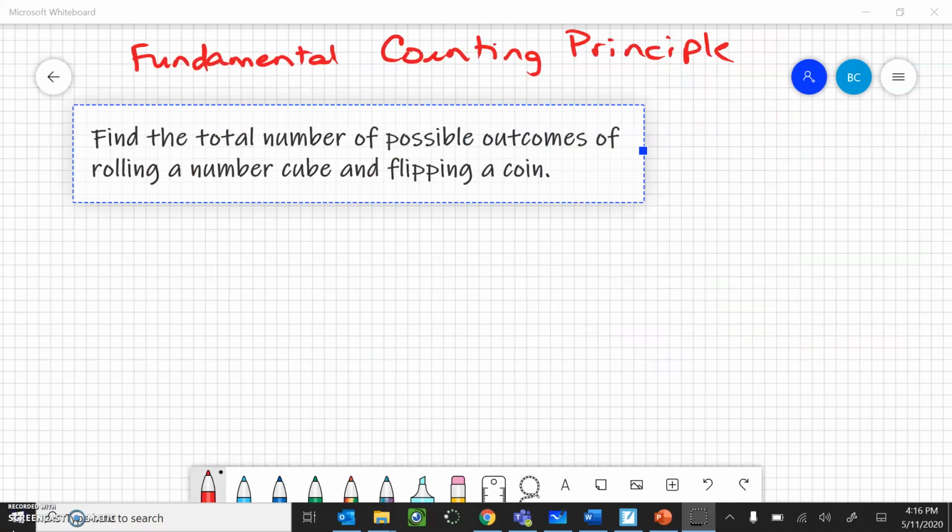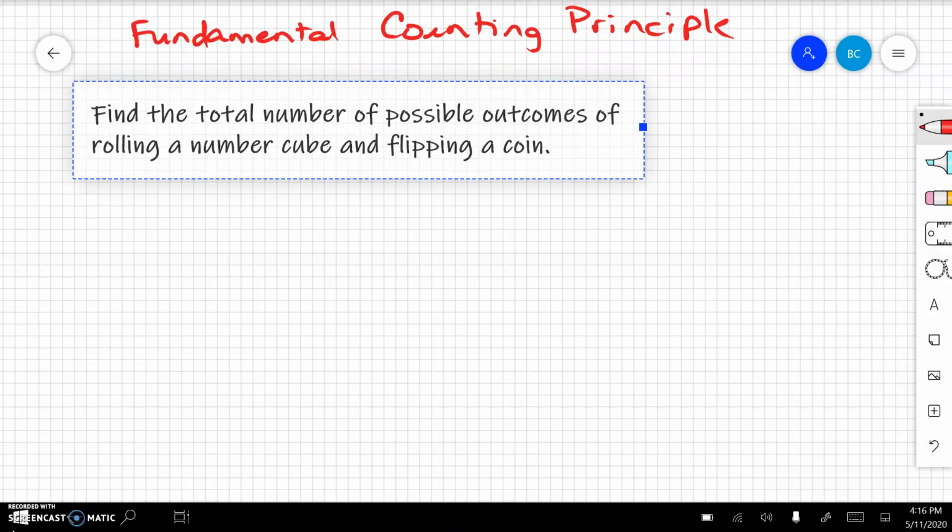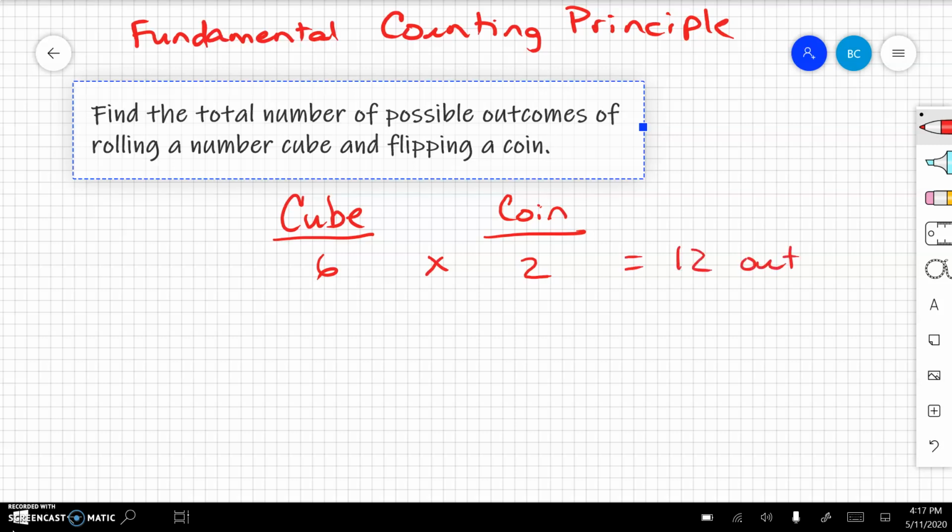So let's look at another example of using the fundamental counting principle to determine the number of outcomes. Say, for example, I want to find the total number of possible outcomes of rolling a number cube and flipping a coin. So I'm going to start with the cube, and basically I know that on my cube I have 6 possibilities. So numbers 1, 2, 3, 4, 5, 6. And then when I flip a coin, I have 2 possibilities. So for a very straightforward example, I could get 6 different options here, 2 different options here. So using the fundamental counting principle, I know that I might have 12 outcomes.